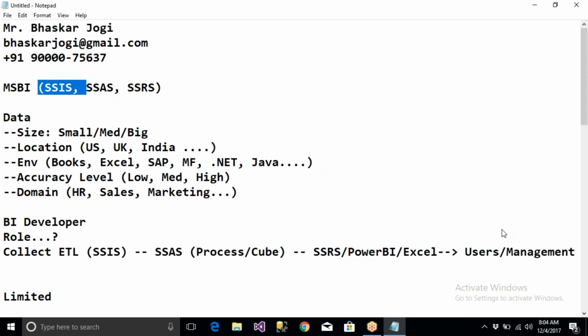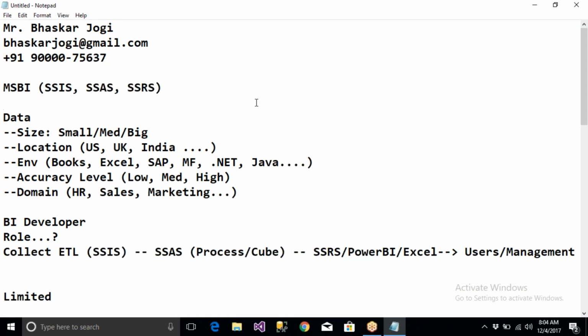Hi Bhaskar, this is Dhanashika here. Yeah, please. In order to collect data from a website, from the URL, which tools are we going to use? Are we going to use IS or RS? Very good question.